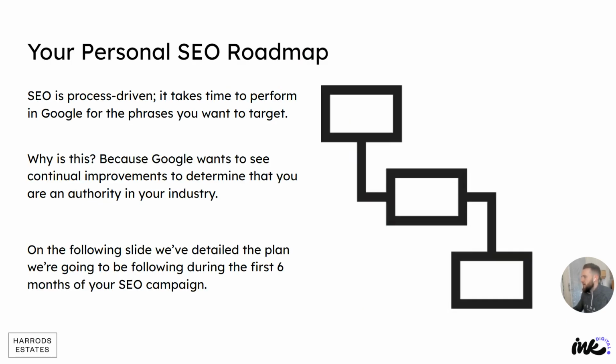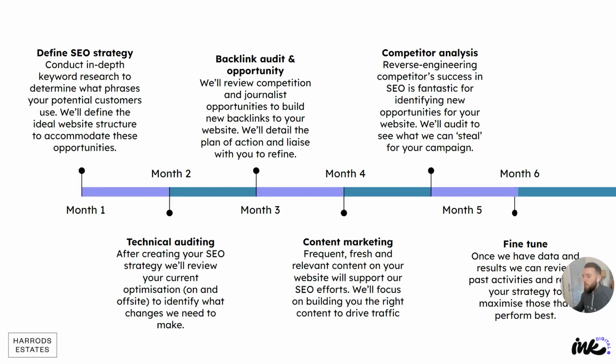So what I like to do is put together a personal roadmap for businesses. There are agencies that might give you a package which looks at the amount of links or the amount of content. In my experience, the best way to get success from SEO is to put together a specific plan based on what you're looking to achieve and also based on your competitors. So what that could look like is something like this. The first month is defining your SEO strategy, month two is the technical audit, month three is a backlink audit and opportunity, month four is content marketing, so looking at long form content and how you can get users into the funnel from there. Month five is competitor analysis, and then fine tuning. That's a very rough idea of what it could look like.